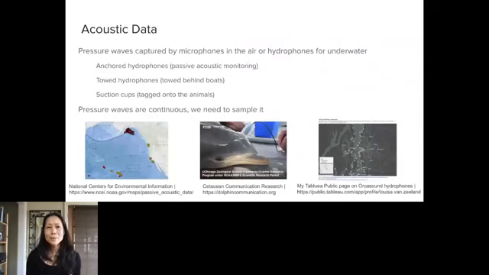So what is acoustic data? Well, acoustic data is pressure waves that are captured by microphones in the air or by hydrophones underwater. There are three types of hydrophones that I use for my work. There are anchored hydrophones, which are often used for passive acoustic monitoring. And on the lower left image, you can see a map from NCEI through NOAA of where some of the hydrophone data are, including Sense Sound.